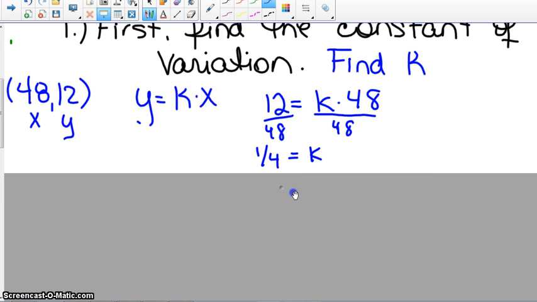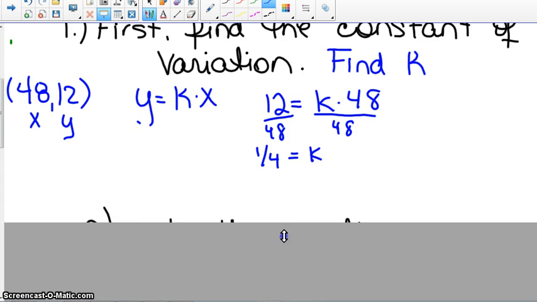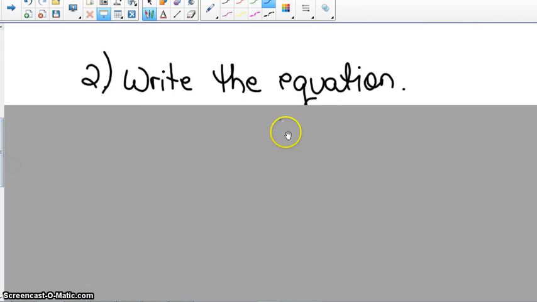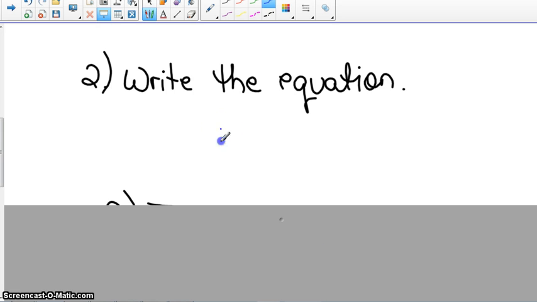Just like when we did our shoes, K was 2, right? So now it asks me to write the equation. Well, if K is 1/4, we want to say that Y is equal to 1/4 times X, because Y and X are going to change. The number of people in the room are going to change. The number of shoes in the room are going to change. But remember, 2 was always the same. That rate. So 1/4 is always the same.